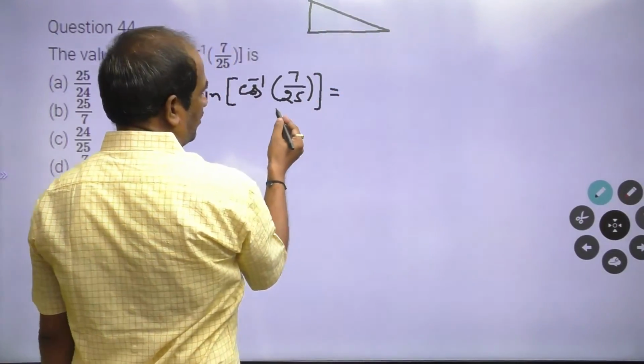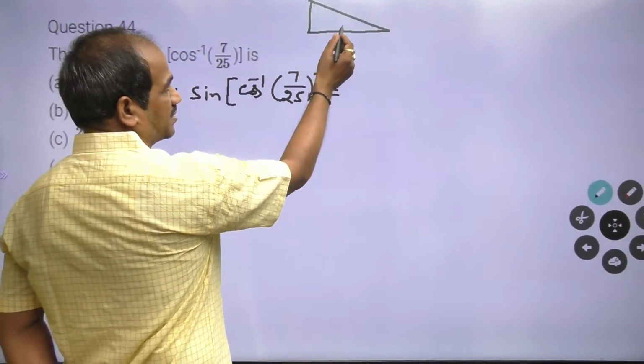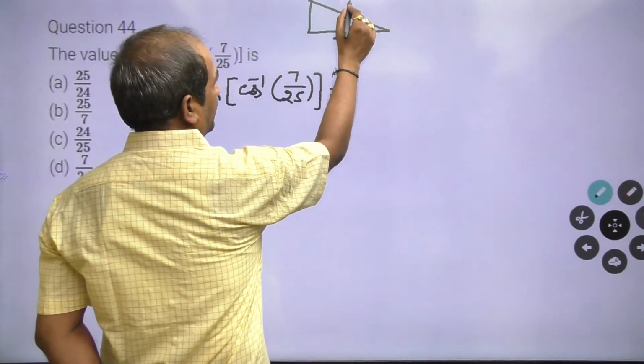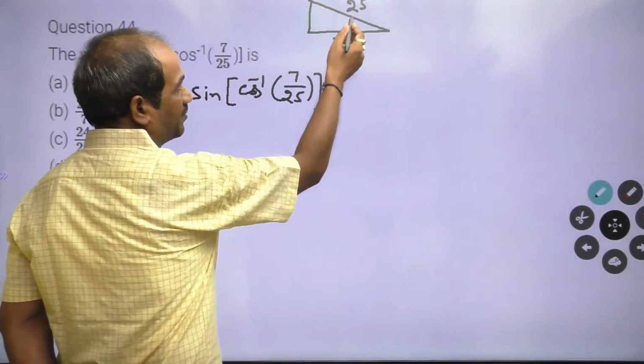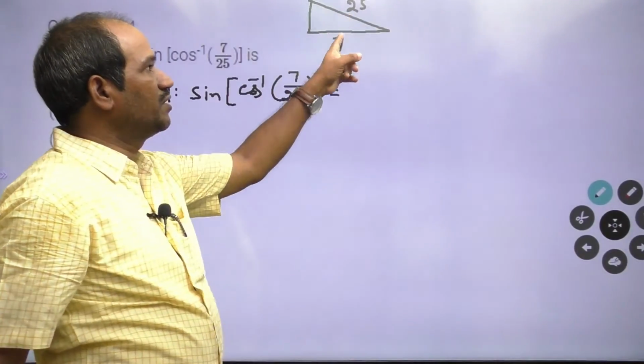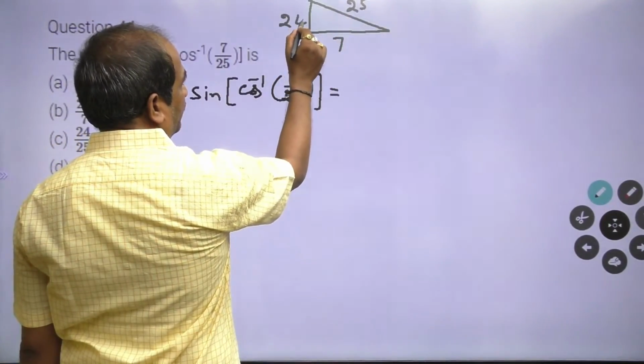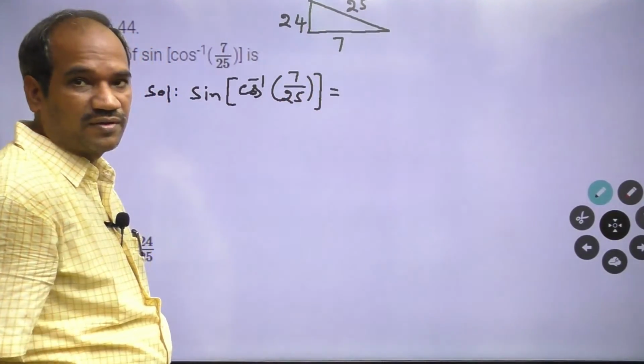So in this triangle, cos inverse: cos theta is equal to adjacent side by hypotenuse. The adjacent side value is 7, so the hypotenuse is 25. 25 squared is 625, minus 49 gives 576. So the opposite side length is 24.